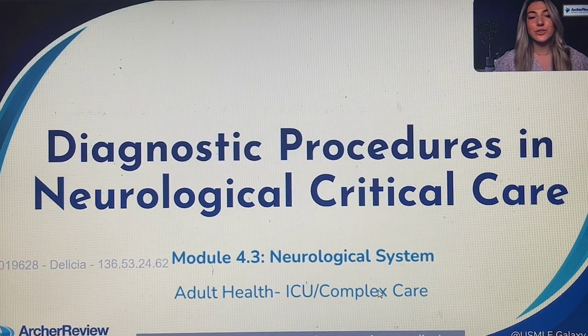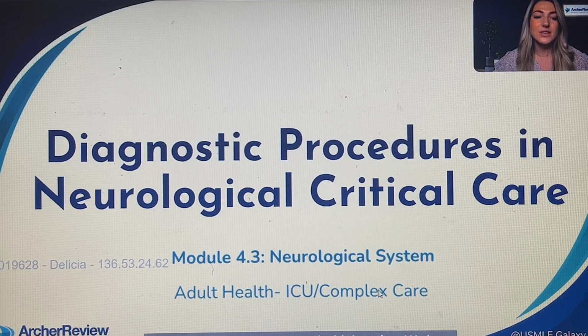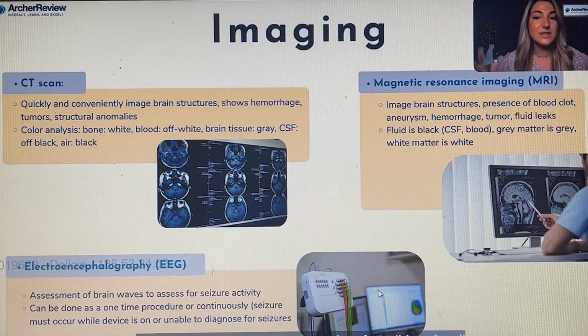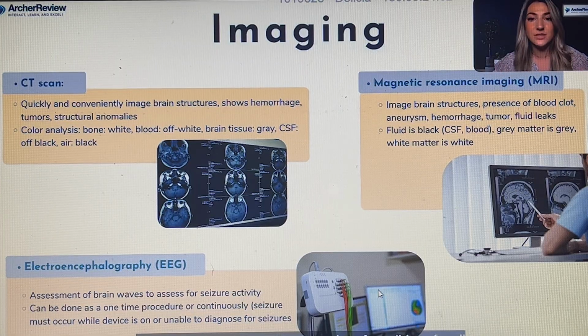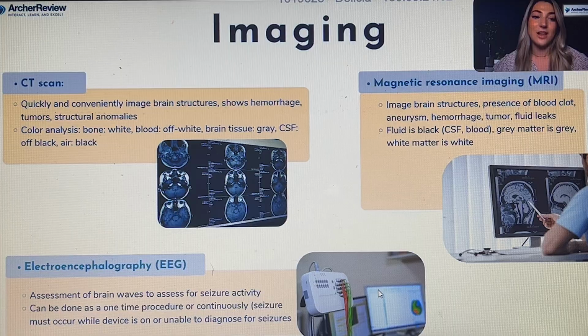We're continuing through the neurological module today, and we're going to talk about some diagnostic procedures that we see in neurological critical care. So let's get started with imaging. We know that we use imaging to diagnose a lot of conditions all over the body, and the neurological system is no exception. So we do CT scans, MRIs, and EEGs, or electroencephalography.